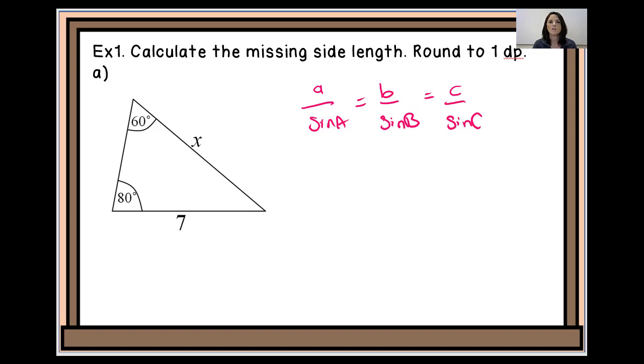So we actually only need two of the ratios. We don't need the third one. And in this case, we have an x. So if you wanted to replace the a with x, you could do that as well. So I'm going to be using side length x and 80 for my first ratio. And my second ratio, I'm going to be using 7 and 60 degrees.